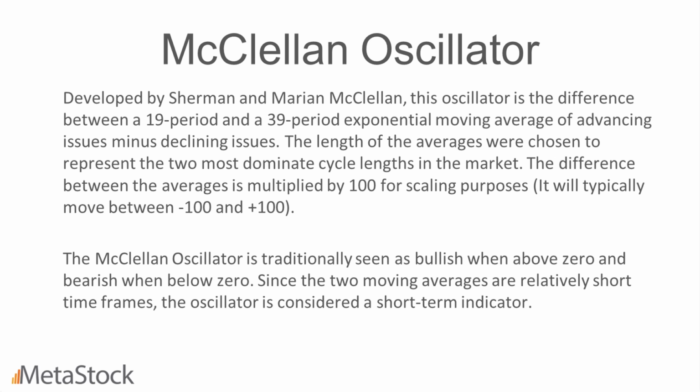Now, the McClellan oscillator sounds very fancy, but it's a very simple indicator. What it's taking is the difference between a 19 and a 39 period exponential moving average. It runs the difference of that over the price, and then it gives an oscillator. So typically the values go between 0 and 100, and it's plotted as an oscillator. When it's above 0, it's bullish. When it's below 0, it's bearish. That's as simple as the McClellan oscillator is right there.